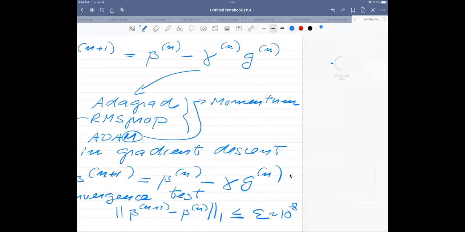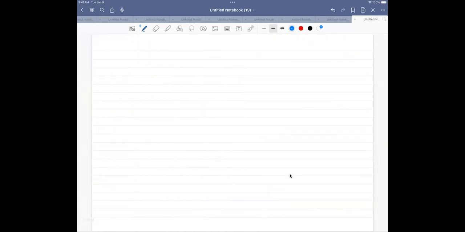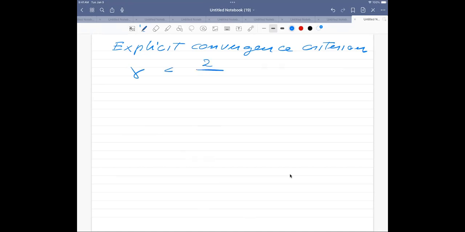If we continue a little bit, if you look at that specific value, there is actually a specific convergence criterion, and I'm just stating it. There's an explicit convergence criterion, and that is that gamma should be smaller than 2 over lambda max, where lambda max is the largest eigenvalue of the Hessian matrix.